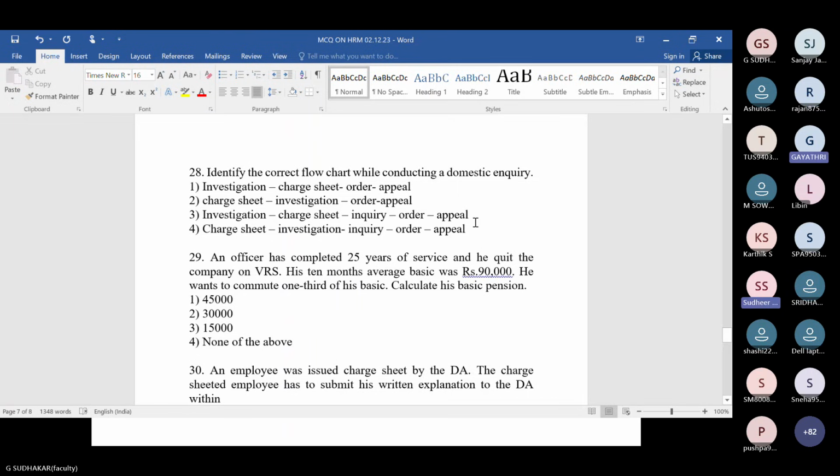Sir, for this VRS with 25 years of service, why have we not added 5 additional years? Yes, you can add. In that case, it is option 4, none of the above. You can add, but what is the basic pension? Sir, it is A, 45,000. Sir, here we cannot add 5 years because we don't know his age, at what age he has given the VRS application. In that case, we should do 25 by 33.